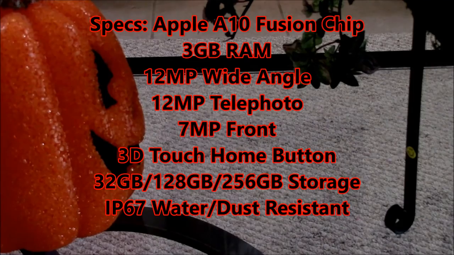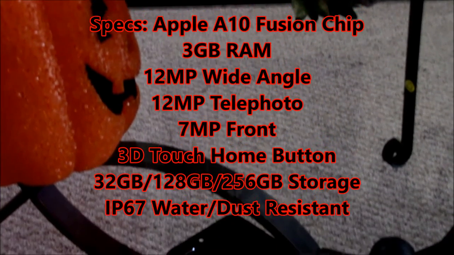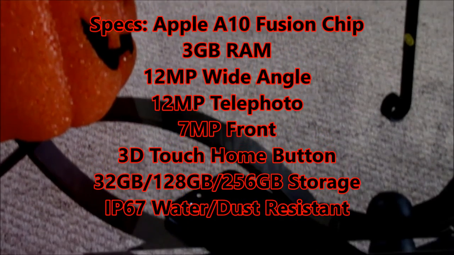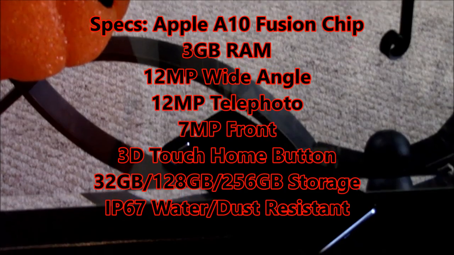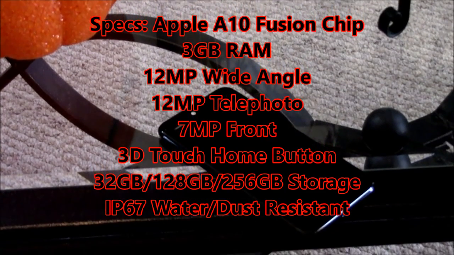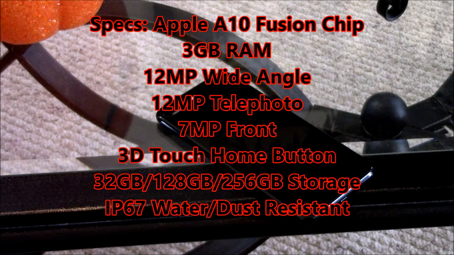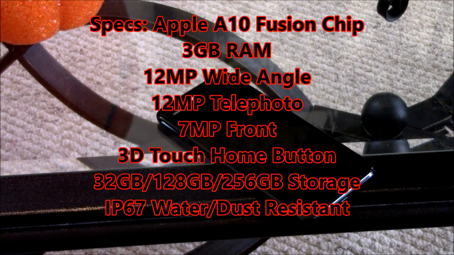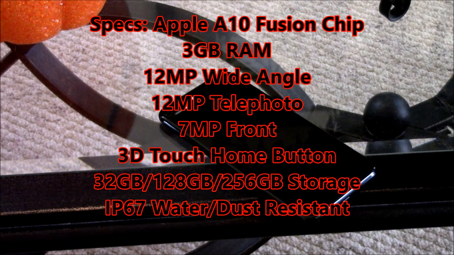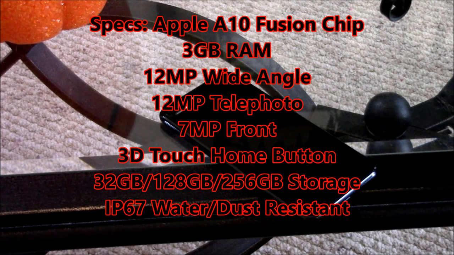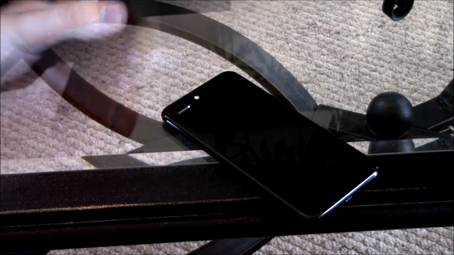This iPhone 7 Plus also packs a punch in power because it has the brand new Apple A10 Fusion chip. It has 3 GB of RAM compared to the 2 of the 7, and of course both 12 megapixel cameras, the wide angle and the telephoto lens, as well as a 7 megapixel front camera. The virtual home button comes in 32, 128 and 256 GB models. And it is IP67 water and dust resistant, which is pretty nice.